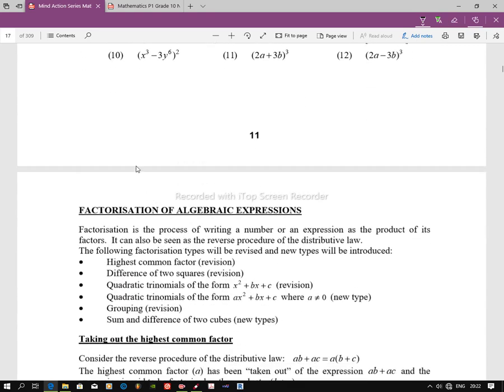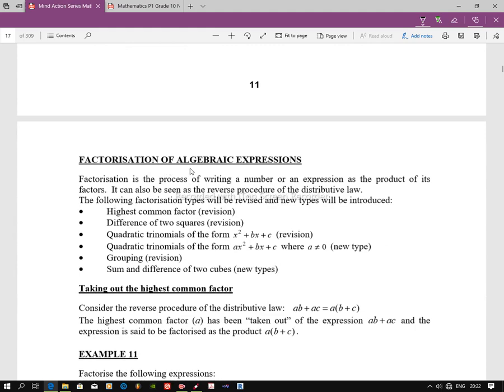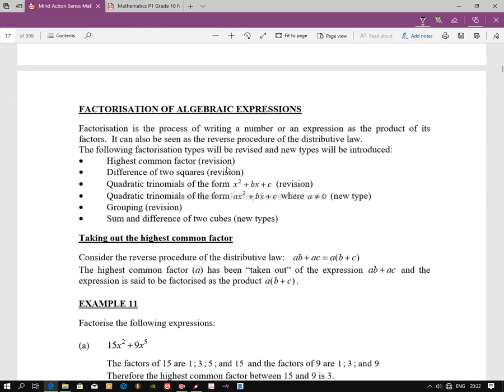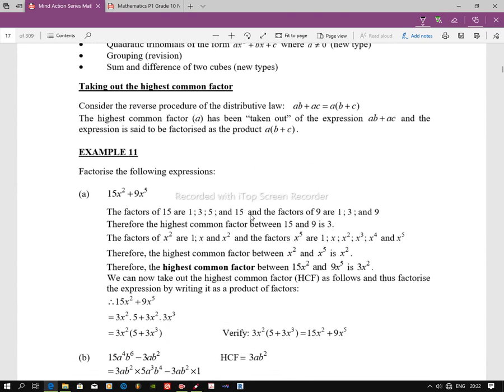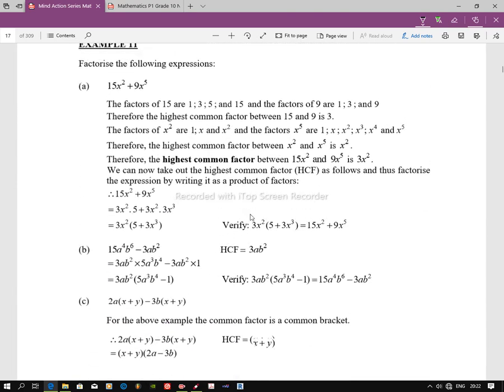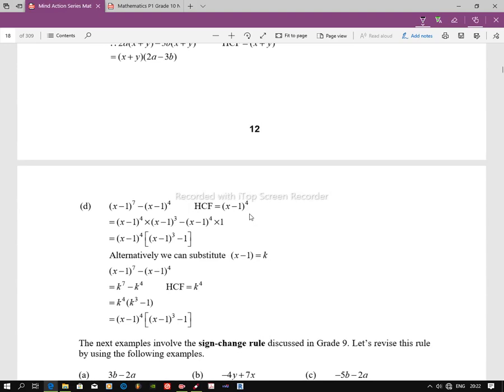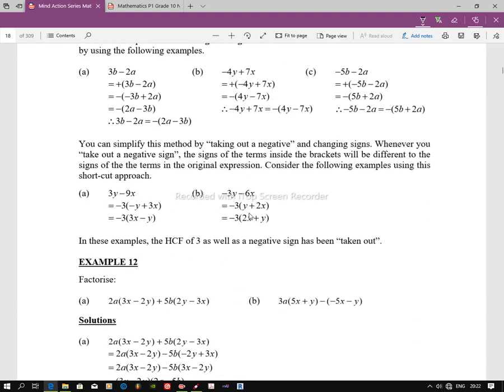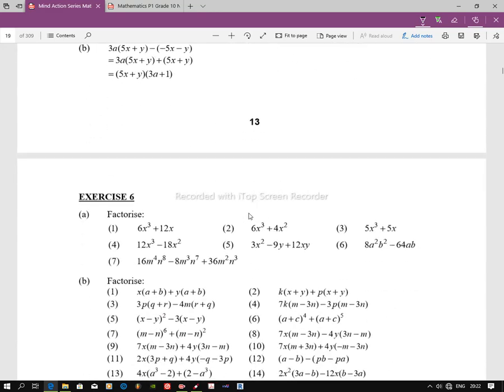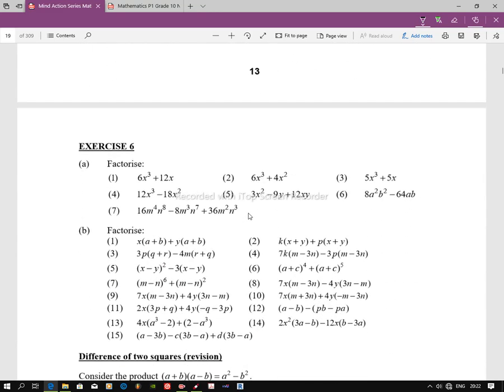So I would just want us to look at factorization of algebraic expressions. This is the difficult topic for learners. I don't know why it is difficult for learners. So I will just pick one example here. I just want the exercises. So let's just start with the simplest one. I pick number one.